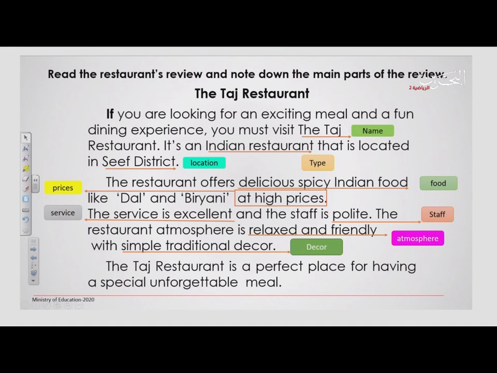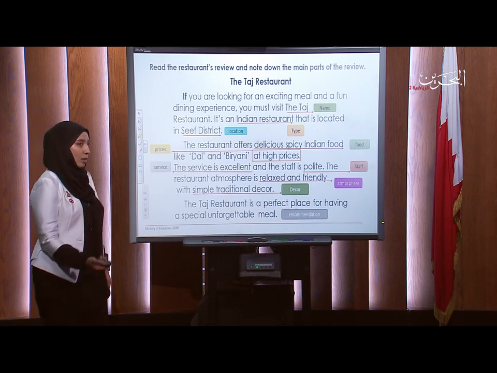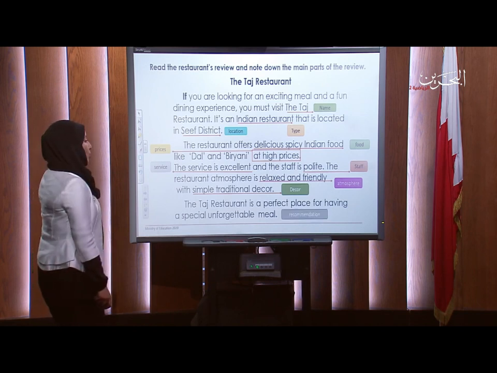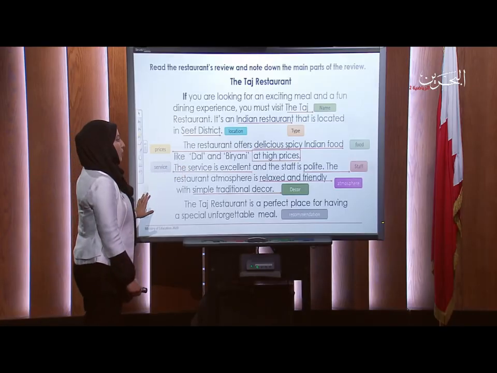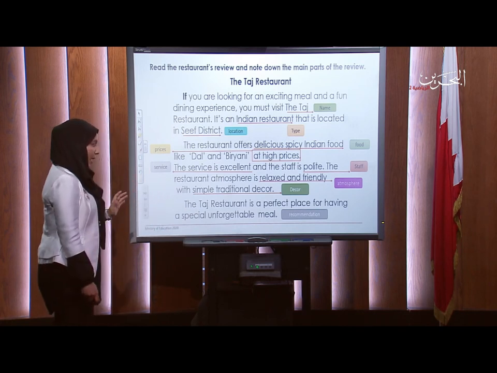Last but not least, the Taj restaurant is a perfect place for having a special, unforgettable meal. The recommendations. So this is how we write a restaurant review. So when you're going to write a restaurant review or recommend a restaurant for your friend, this is the layout that we are expecting you to follow. Now, before we move on, taking in mind these points, self-assessment.